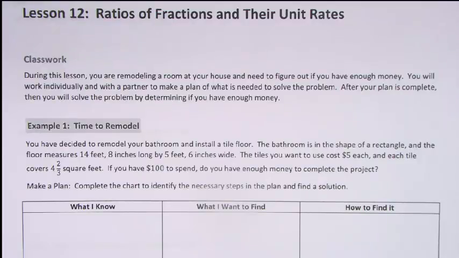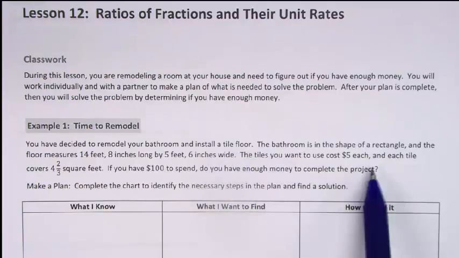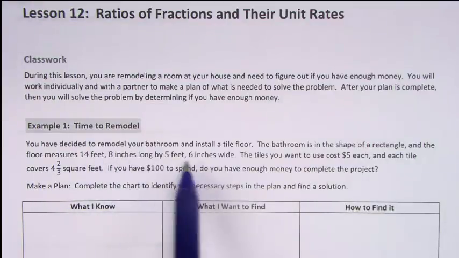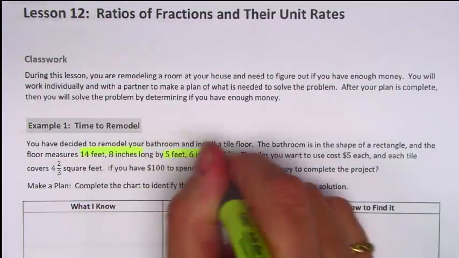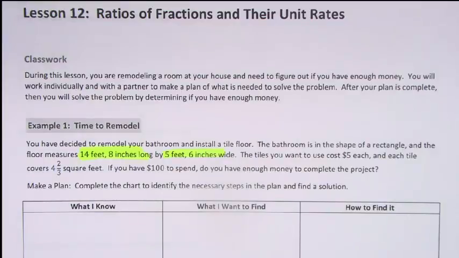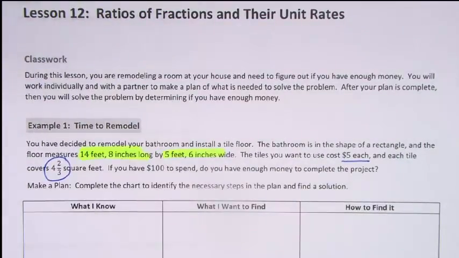Okay, so you've decided to remodel your bathroom and install a tile floor. The bathroom is in the shape of a rectangle. And the floor measures 14 feet 8 inches by 5 feet 6 inches. Okay. Those are our two dimensions of the bathroom. The tiles we want to use cost $5 each. So that's an important piece of information, $5 each. Each tile measures 4 2/3 square feet. If you have $100 to spend, do you have enough money to complete the project?